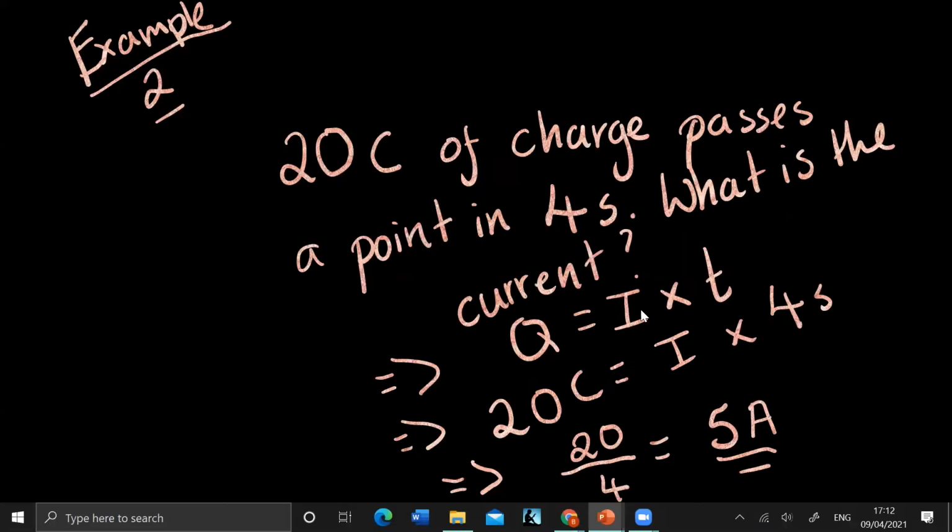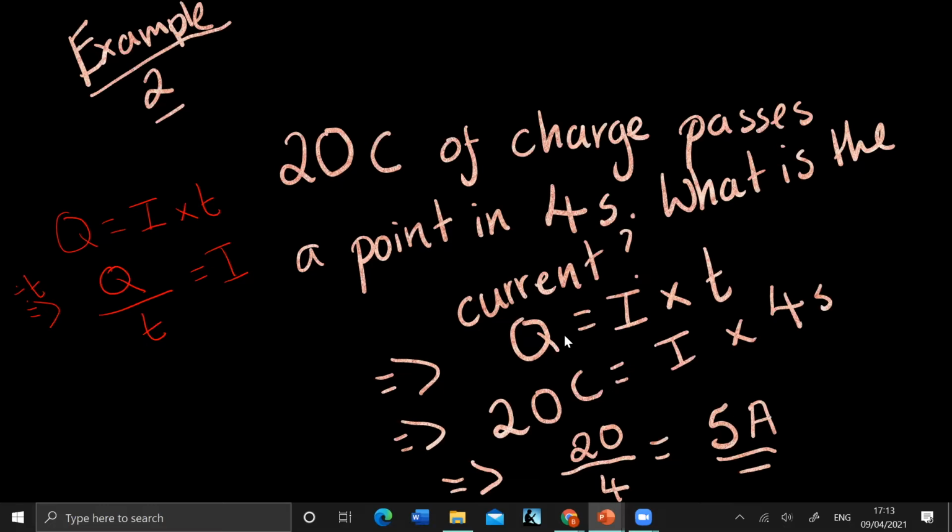You can rearrange these first, or you can put the numbers in. I have a little space here to show you that you could have rearranged it to make I the subject, Q over T, dividing both sides by T, equals I. You could have done it that way and then put numbers in, or you can put numbers in first. When I was at school, I used to put numbers in first, so I always show it to students both ways. So 20 divided by 4, dividing both sides by 4 here, is 5 amps. Nice and straightforward.